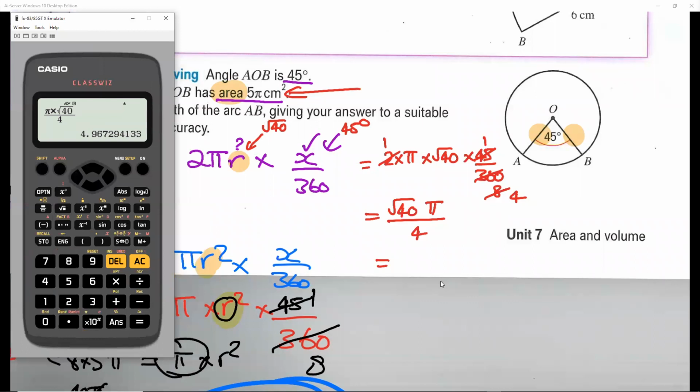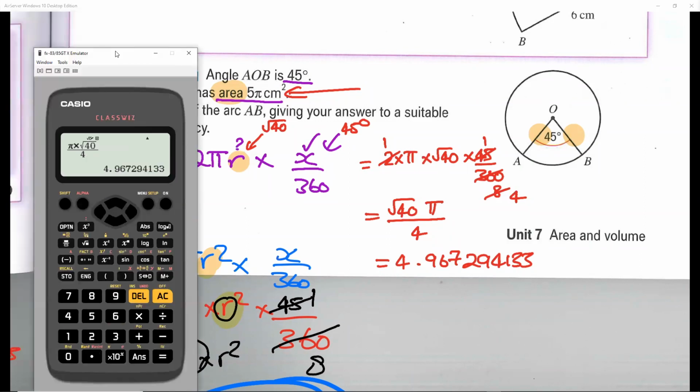Okay, what do we get, Salia? The same. Okay, let's just hope that's right. So that gives us 4.967294133. Now, are we working out the length of the arc? Yeah. So what would you round it up to? Anybody? An idea? Should we do it to 1 dp? Yeah. So what's the answer to 1 dp?